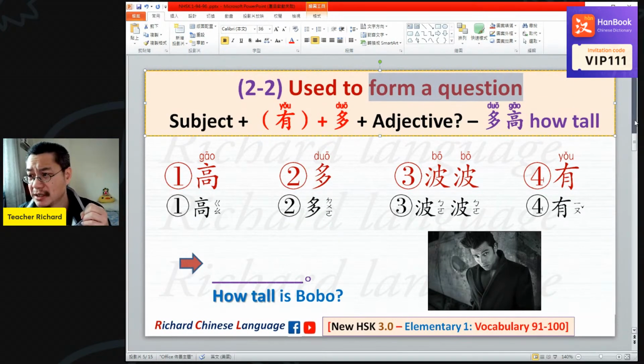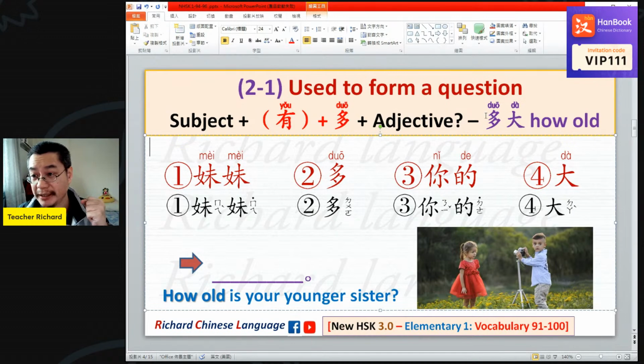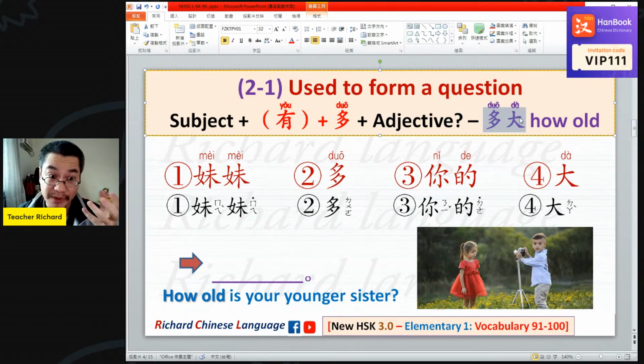Okay, so let's talk about the first one. 多大, like how big. Actually, you're asking how old. You're asking the age. So 多 plus an adjective, you can form a question. Okay, so 多大, you're asking the person how old you are. Okay, so let's do one quiz here.